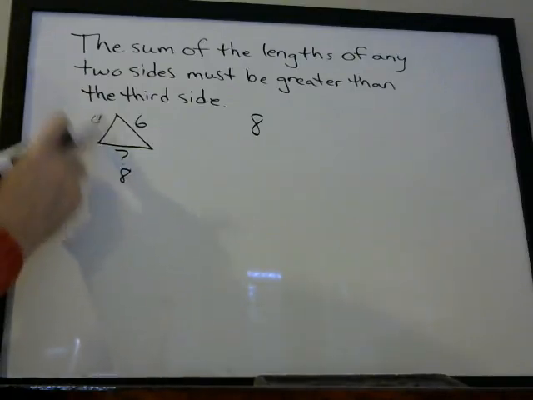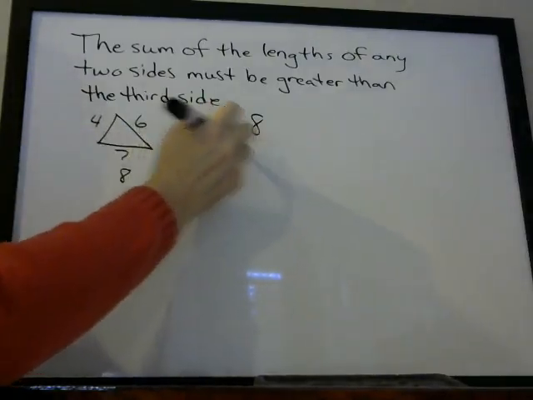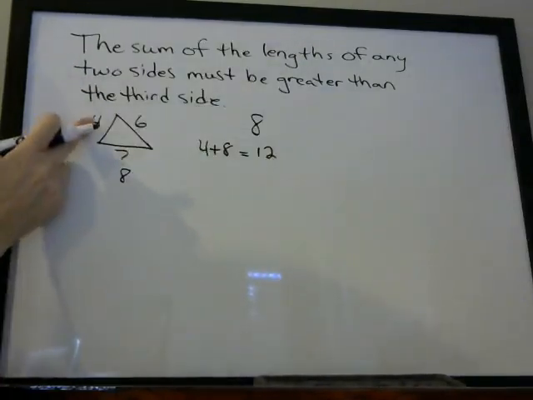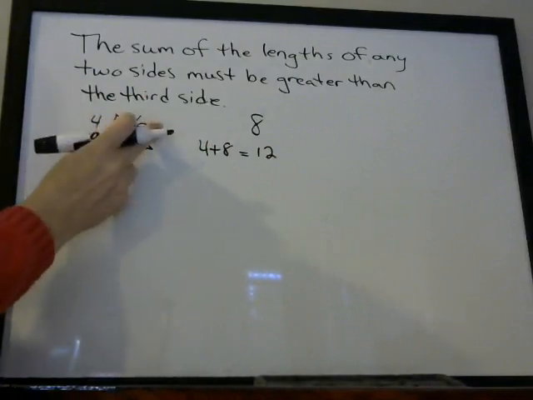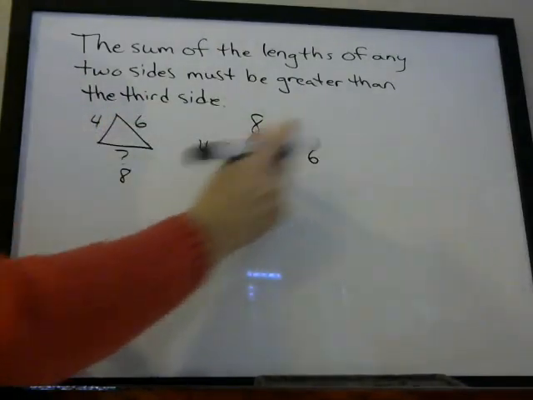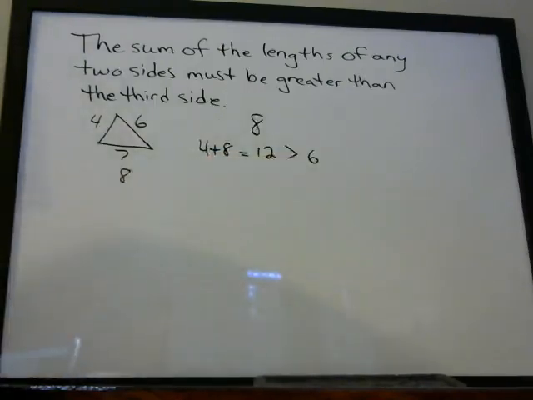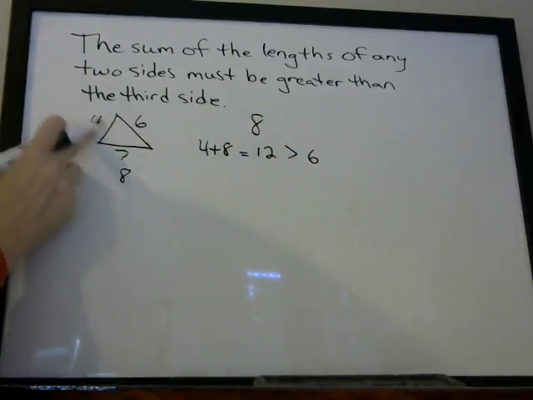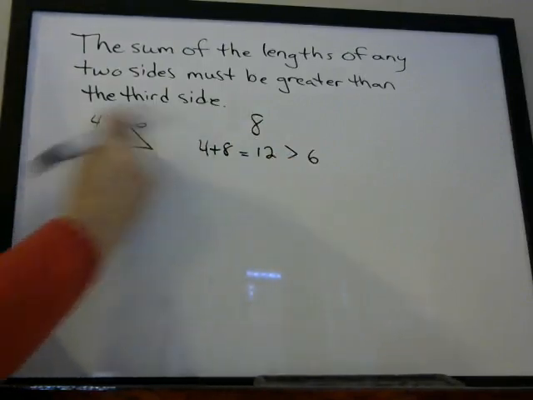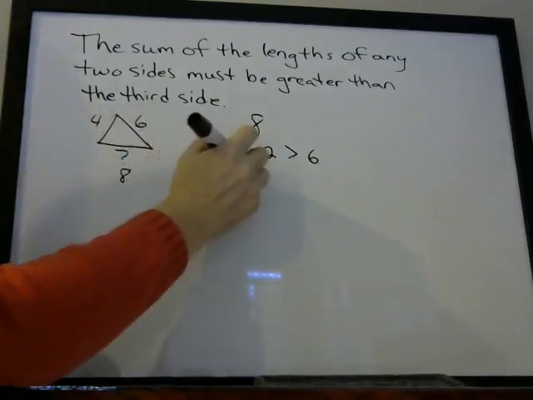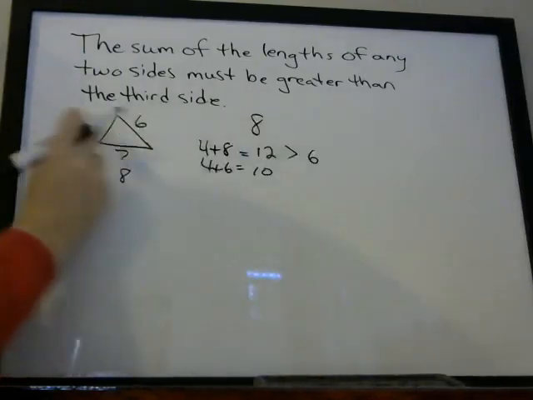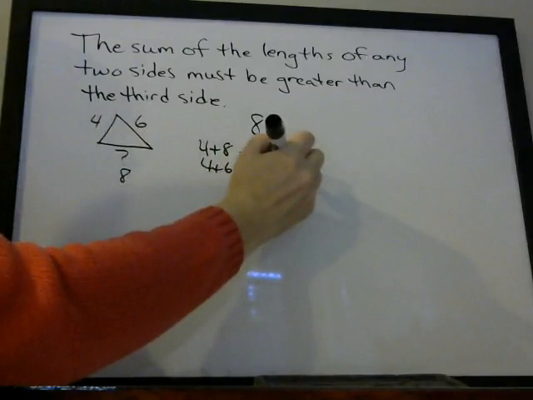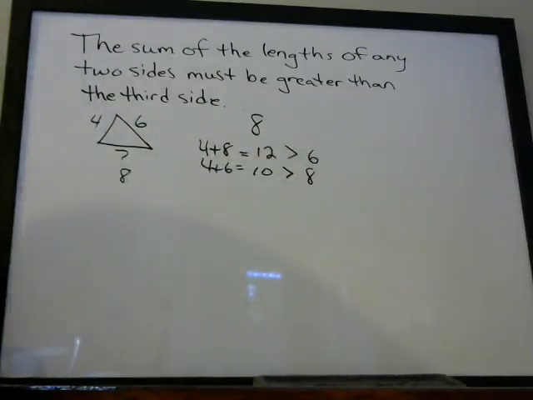So the first two sides we'll take is this one, 4 plus 8. The sum of two sides, this side and this side. That equals 12. When we're taking the sum of these two sides, the third side is this one, which is 6. Well, 12 is greater than 6. So that works out. But we have to do all combinations. So that was these two sides. Now we'll look at these two sides. 4 and 6. 4 plus 6 equals 10. When we take these two sides, the third side is this one, 8. 10 is greater than 8, so that works out.